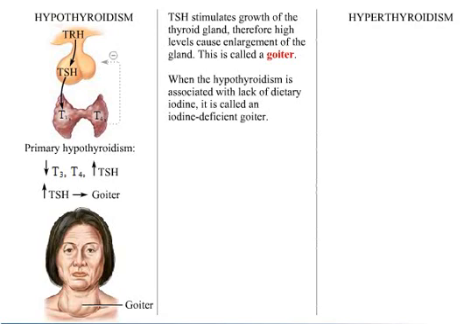Such goiters used to be common in parts of the Midwestern United States due to low iodine concentrations in the soil. The introduction of iodized salt helped reduce both the incidence of iodine-deficient primary hypothyroidism and the number of such goiters. Click the image of the patient with the goiter to continue.